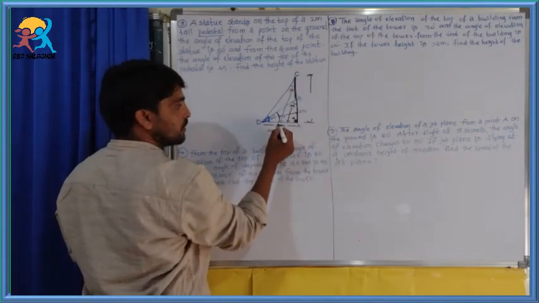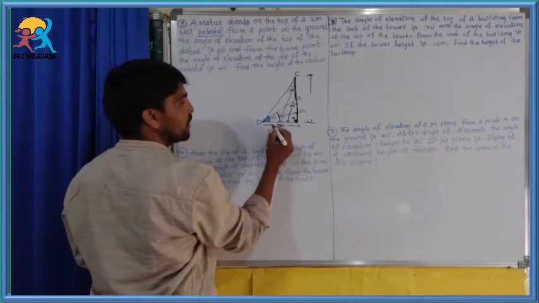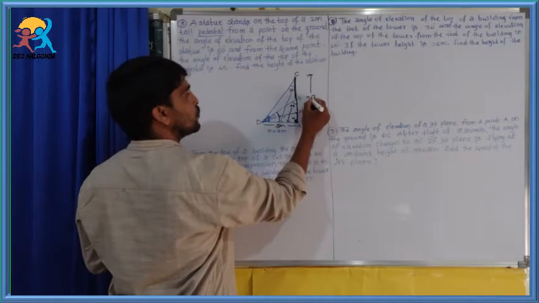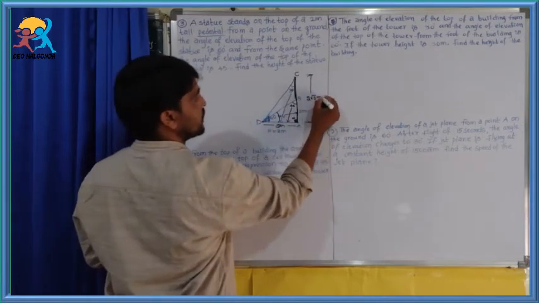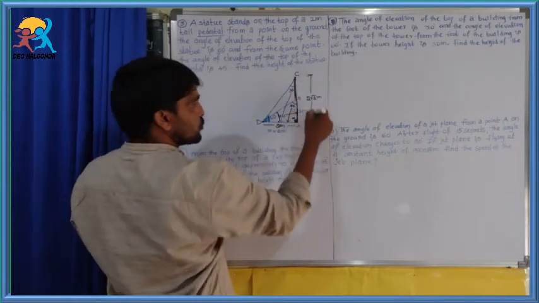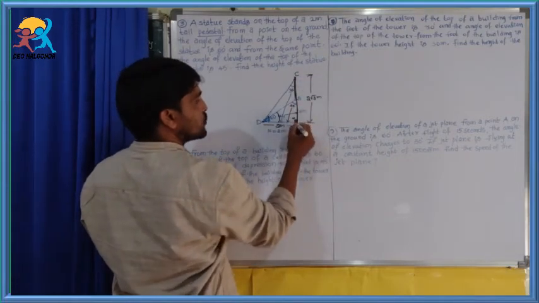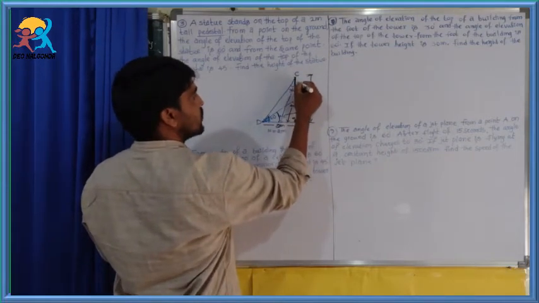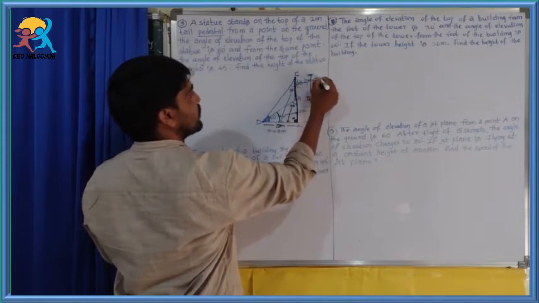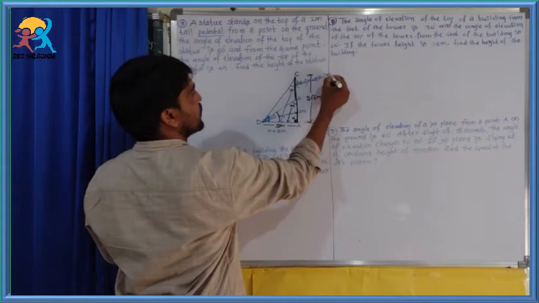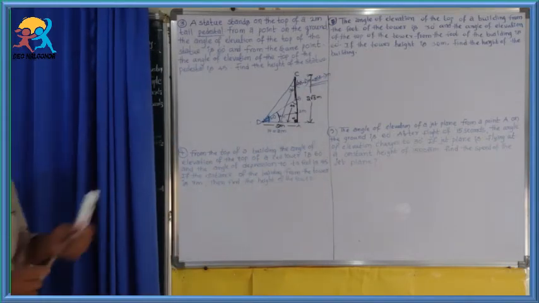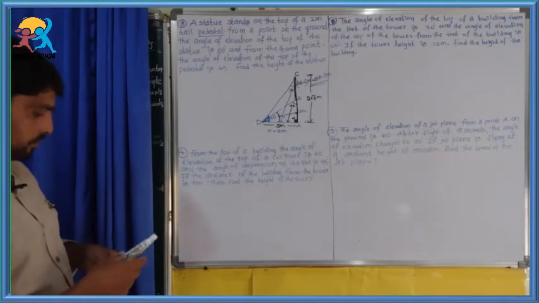The 30 degree opposite is 2 meters. That is 1 unit value, 2 meters. The 60 degree value is root 3 units, that is 2 root 3 meters. But total height is 2 root 3 and pedestal height is 2. Then statue height is 2 root 3 minus 2 meters, that is 2 of root 3 minus 1 meters. That's how we can find the height of the statue.